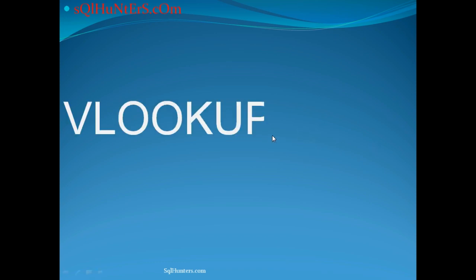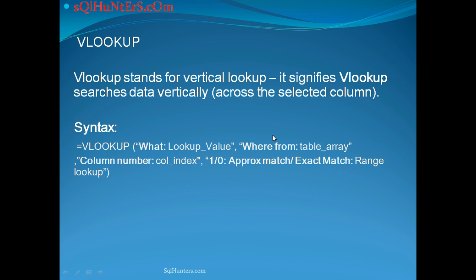In today's session from SQL Hunters, we will be learning what is VLOOKUP. So VLOOKUP stands for vertical lookup. It signifies VLOOKUP searches data vertically across the selected columns. Please make a note here. It searches data vertically, not horizontally. For horizontal search, there's a different function that Excel provides. I'll be making a different video on that very soon.